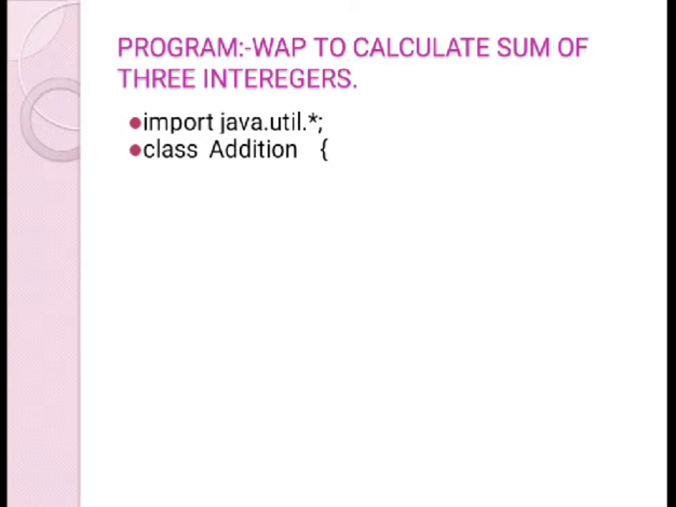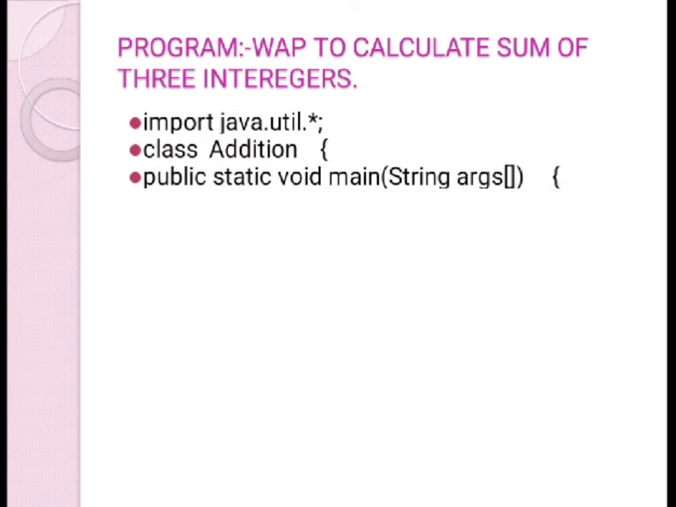Then we will write class, which is a keyword, and Addition here is the class name. After that we open the curly bracket for the class scope. Then the main method: public static void main(String args). After that we open the method bracket.